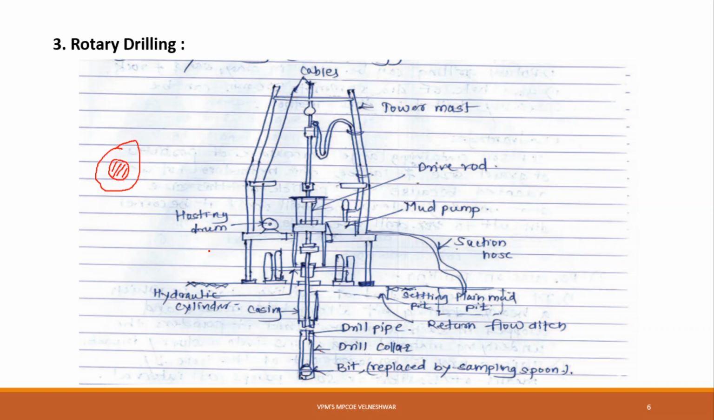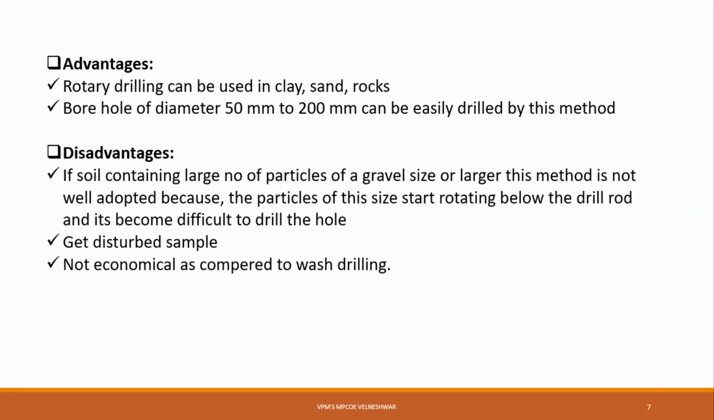So here are also some advantages and disadvantages. The first advantage is that rotary drilling can be used in clay, sand and rocks. A borehole of diameter 50 mm to 200 mm can be easily drilled by this method. So these are two advantages. And what are the disadvantages?